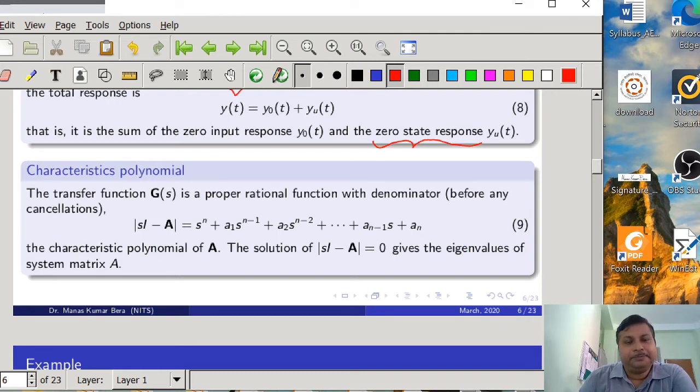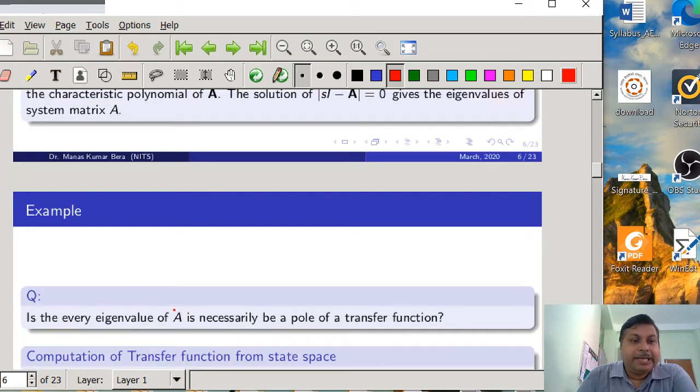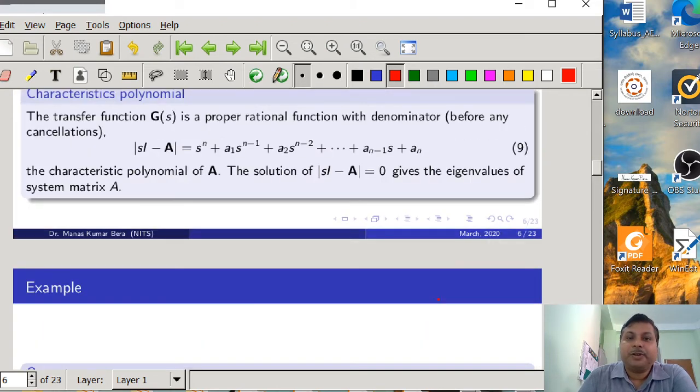Another very important thing to note is that this polynomial is the characteristic polynomial of the transfer function also. From our previous knowledge, we know that if we make the denominator of the transfer function equal to 0, that will also give the pole locations. Now the question is: is every eigenvalue of A necessarily a pole of the transfer function?